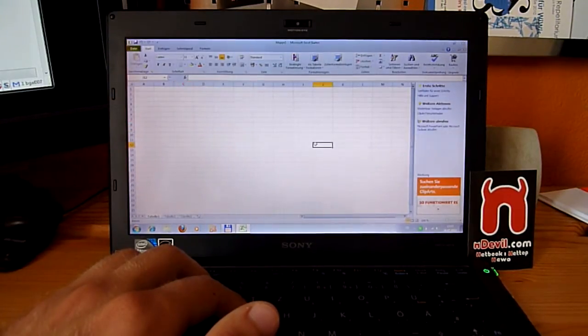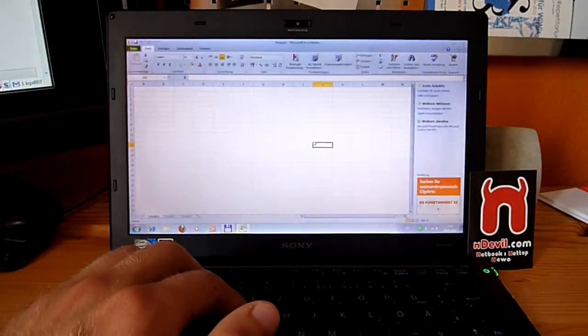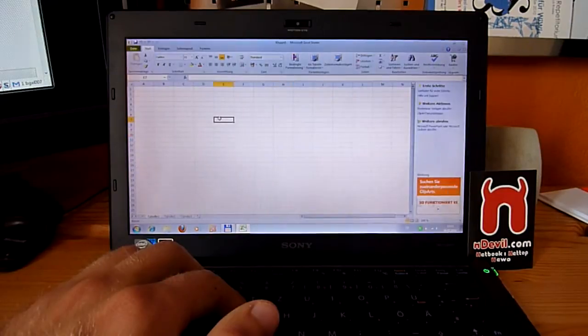So this was Office 2010 by Microsoft on an 11.1 inch netbook with 1366 times 768 resolution. So this isn't the regular netbook resolution, but even when it would be smaller, it's still usable.